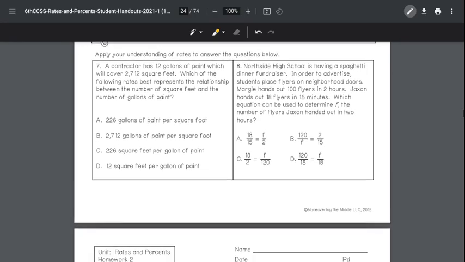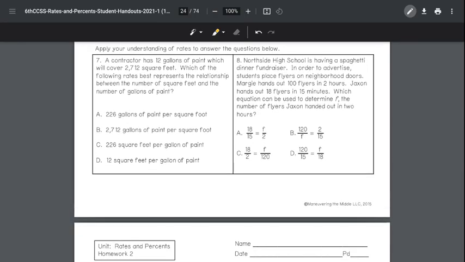All right, number 7. A contractor has 12 gallons of paint, which will cover 2,712 square feet. Which of the following rates best represents the relationship between the number of square feet and the number of gallons of paint? So I have 12 gallons of paint, okay, gallons. And those 12 cans of paint are going to cover 2,712 square feet. It's a lot of space, okay?